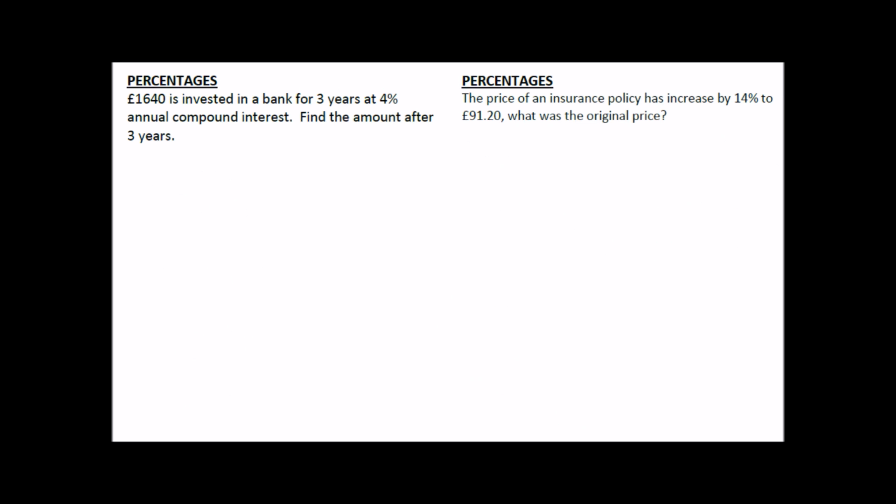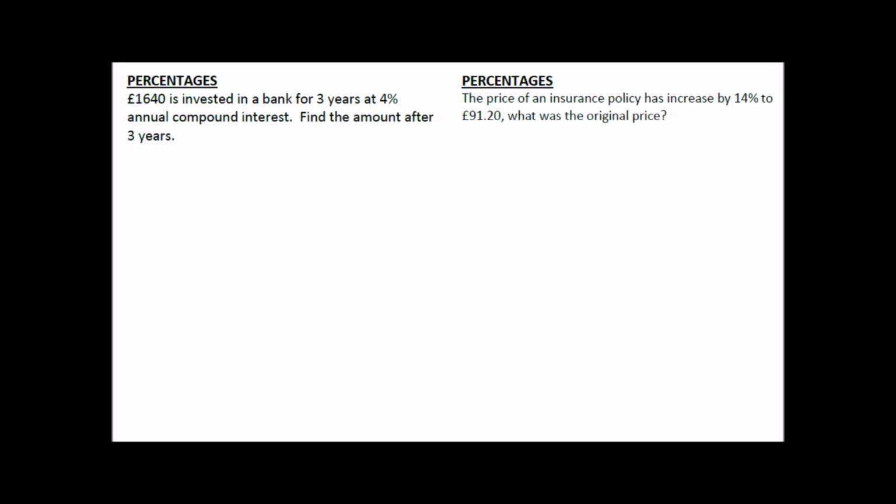Percentages. Another big part of getting a grade 7 is knowing the difference between simple interest and compound interest. So simple interest is where you just work out the percentage and just add it on every year. Compound interest is where you work out the percentage for the first year and add it on, and then work out the percentage of that new amount each year.